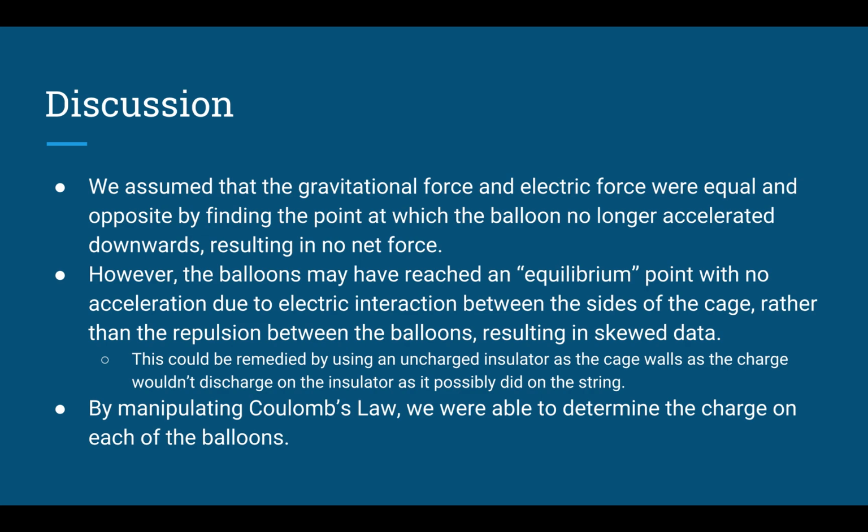We hypothesized that when the balloon reached an equilibrium point with the other balloon, the downward acceleration of the free balloon was 0, and the net force would be equal to 0, allowing us to set the electrical force equal to the gravitational force. However, the balloons may have reached an equilibrium point with no acceleration due to the electric interaction between the sides of the cage rather than just the repulsion between the 2 balloons, which may have resulted in our data being skewed.